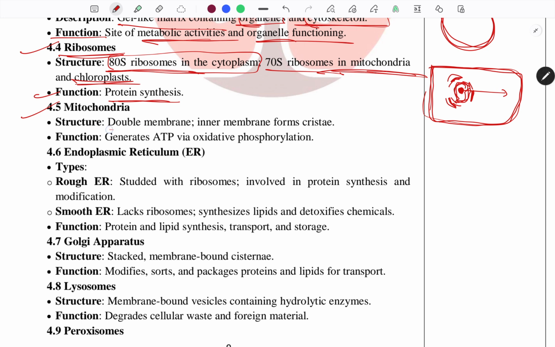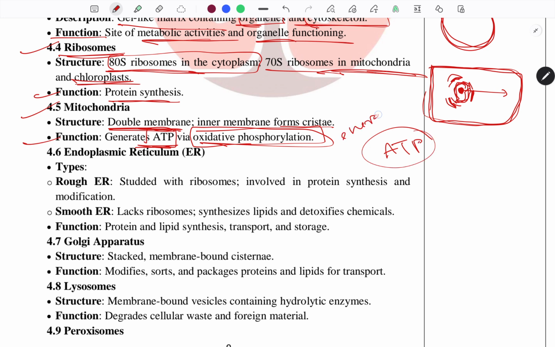So mitochondria is also a double membrane structure, like the nucleus, and the inner membrane forms the cristae. That means there are some foldings. I'll show the image. And what is the function of this mitochondria? It generates ATP via oxidative phosphorylation. Remember this point. In the mitochondria, energy is generated, ATP will be produced. Usually ATP is the source of energy. We call it the energy currency of the cells.